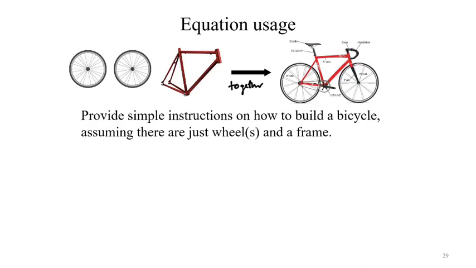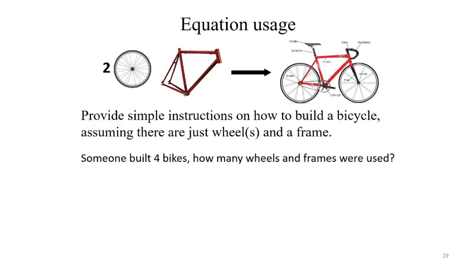We could also simplify this because we have that repetition of wheels, and that takes up more space, so we could put a coefficient in front. 2 times wheels plus that frame gives us the bicycle. And so now we have a chemical equation to represent this process. So we could then use this chemical equation to come up with some answers. If someone built 4 bikes, how many wheels and frames were used? You could probably come up with that calculation pretty simply in your head.